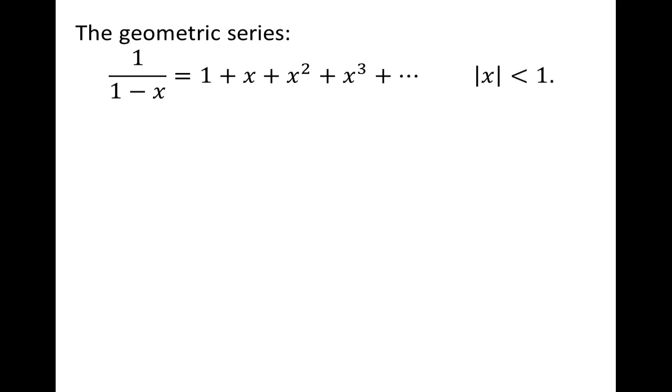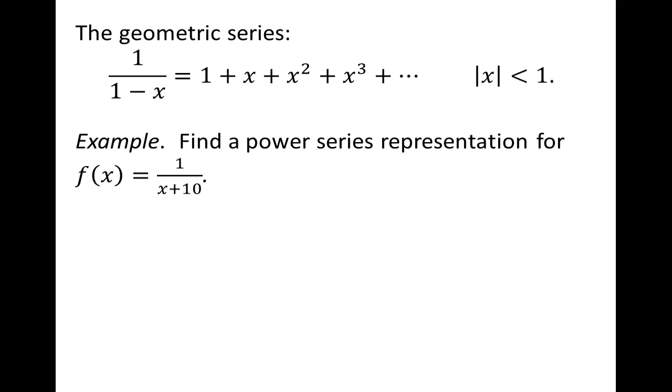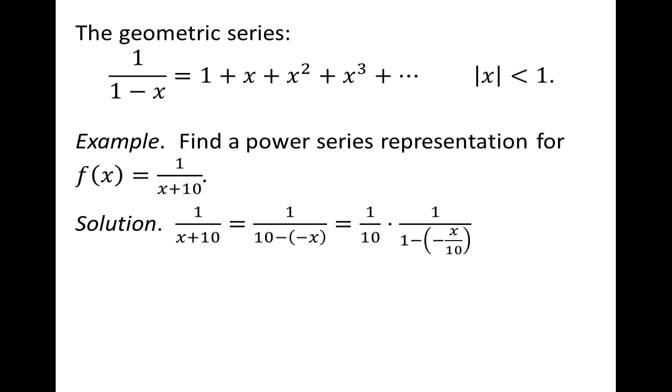What we can do is manipulate this to find power series representations for other functions. As an example, find a power series representation for the function 1 over x plus 10. Well, this doesn't quite look like that, except that all the action is down here in the denominator. So first I'm going to switch the order of the x and the 10 and turn it into a subtraction in the denominator. So 1 over x plus 10 becomes 1 over 10 minus the opposite of x.